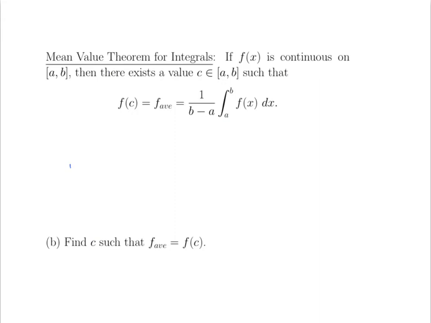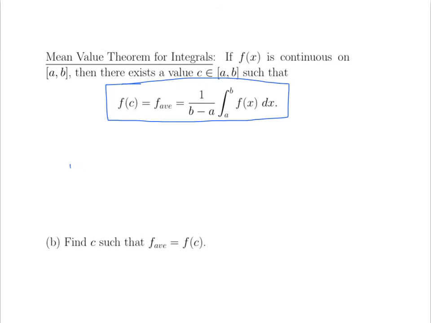So we talk about having a continuous function on an interval from a to b, and then the theorem says that there's going to exist some value c in our interval from a to b, where f of c is going to actually equal the average value of our function, which is that formula 1 over b minus a, integral a to b of f of x. So this is our mean value theorem for integrals. The idea that at some point there is a c such that the value of the function at that value is equal to the average value.